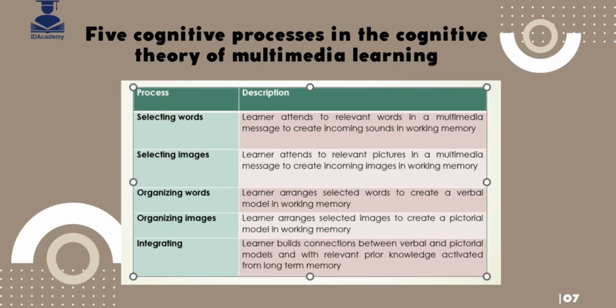And there are 5 cognitive processes in the cognitive theory of multimedia learning, which are selecting words, selecting images, organizing words, organizing images, and integrating the selected words and the selected images.